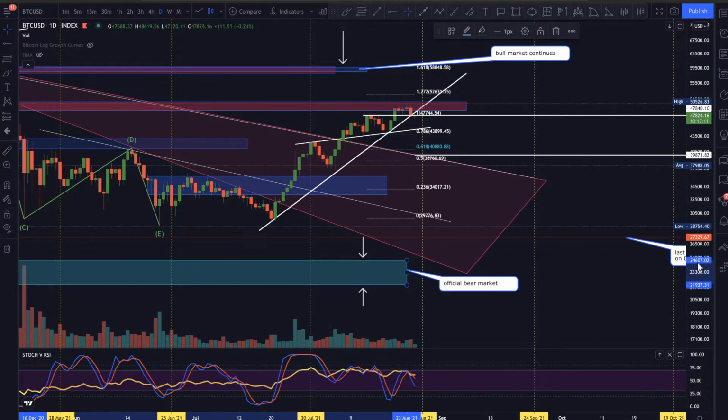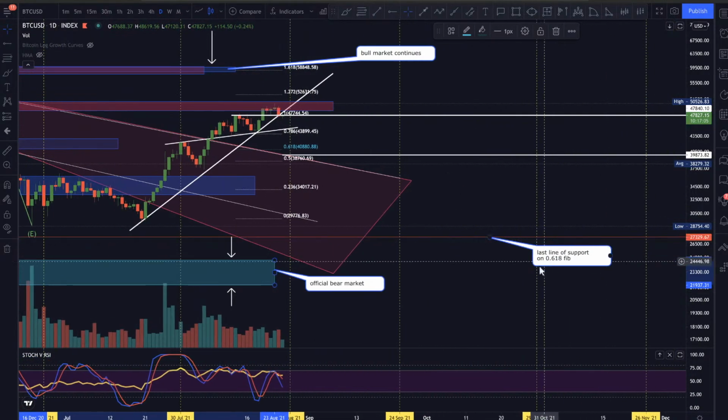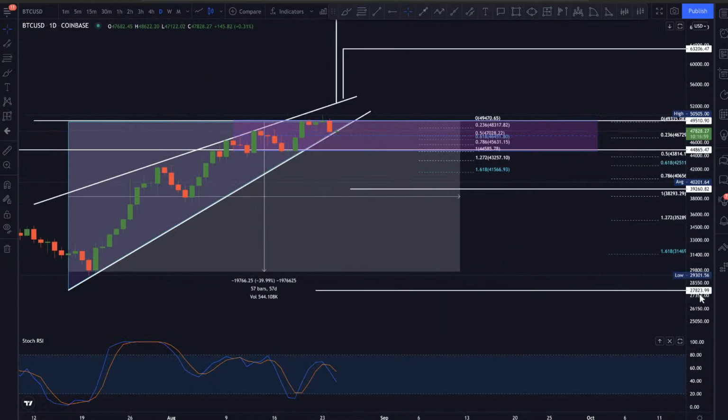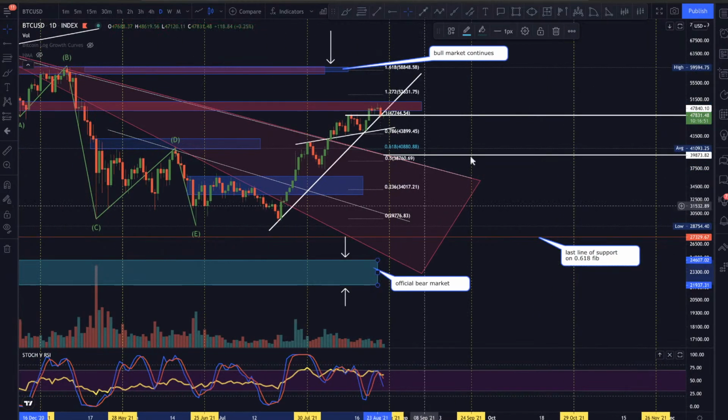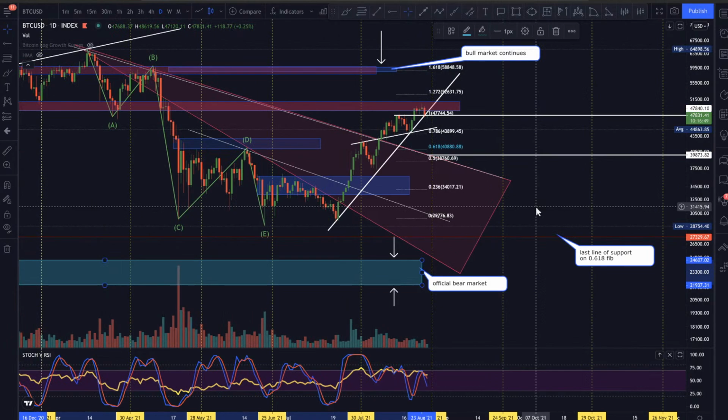Don't make this up. 24 to 21, bear market. But look at this line here. Last line of support, 618, 27K. And I just showed you this a little while ago. Just here, look, 27K. You see what I mean? So I'm not doing this and that. I did that already. I did this already. This is on all the videos you can see. So that's what's going on.